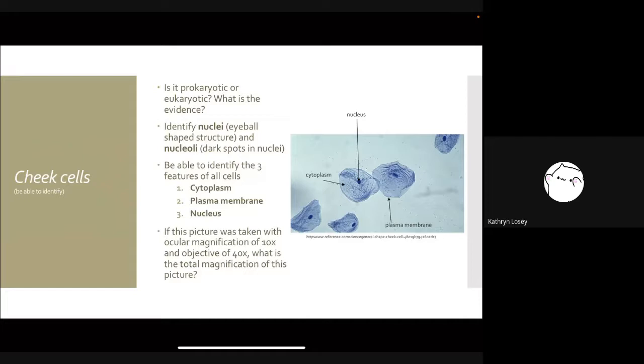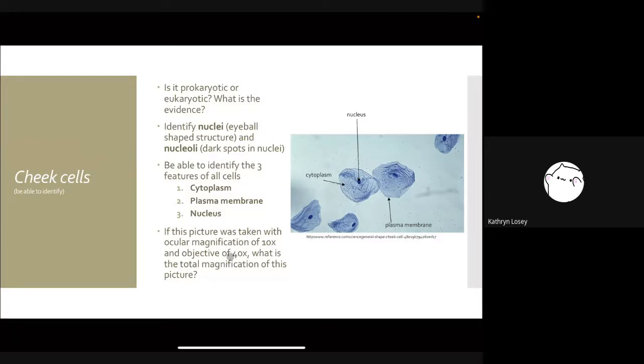Identify the nuclei. Those are the dark eyeball-shaped structures, and the nucleoli are the dark spots inside those. You can't really tell from this picture too well. I think here a little bit, this one you can tell the difference between the eyeball-shaped structure and then the darker structure inside. The plasma membrane is what surrounds the cell, and then the cytoplasm is everything else. I always think of it as like a gel holding everything together.